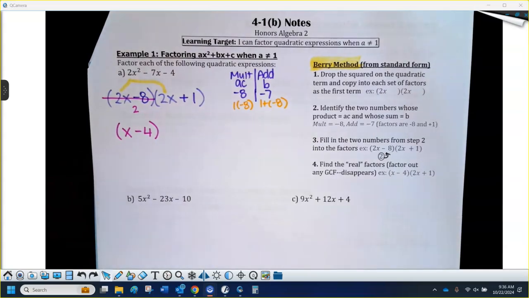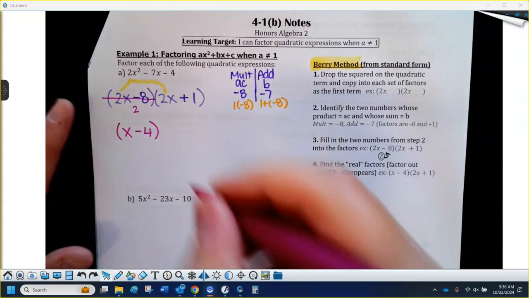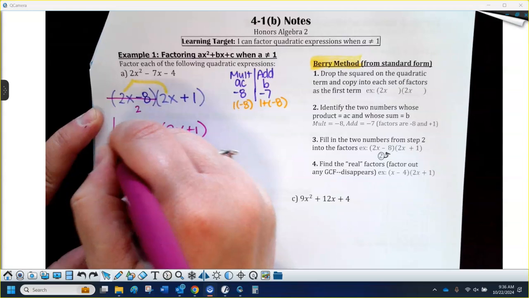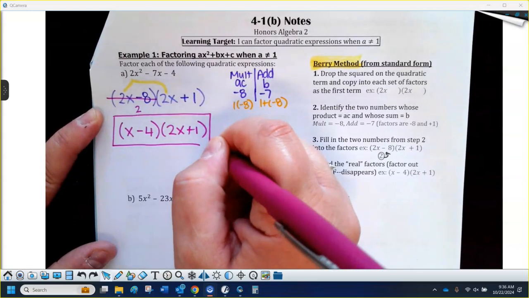And the other factor I wrote down, 2x plus 1, the 2x and the 1 don't have anything in common, so that actually is the real factor. And this should be your answer.